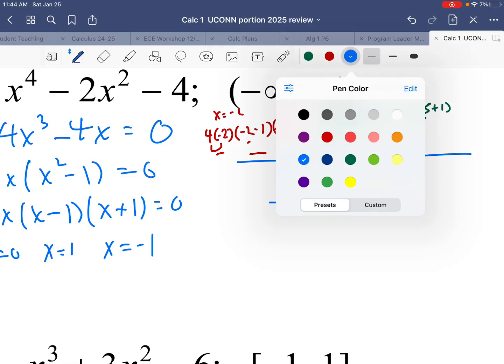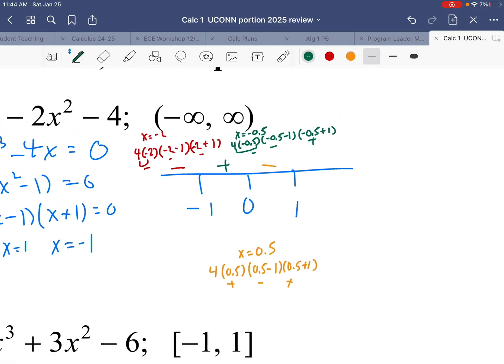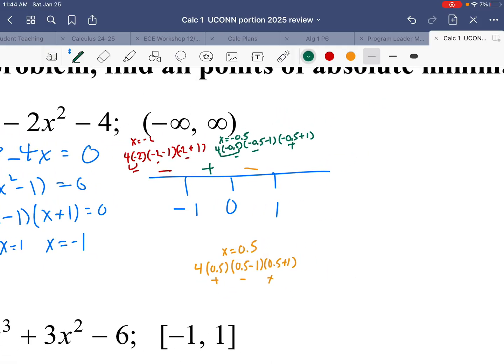Between 0 and 1, I'll choose x equals positive 0.5. 4 times 0.5, 0.5 minus 1, and 0.5 plus 1. So this is a positive, a negative, and a positive. It's negative. And then the last one here, I'll just choose x equals 2. 4 times 2, 2 minus 1 times 2 plus 1. All these are going to be positive.